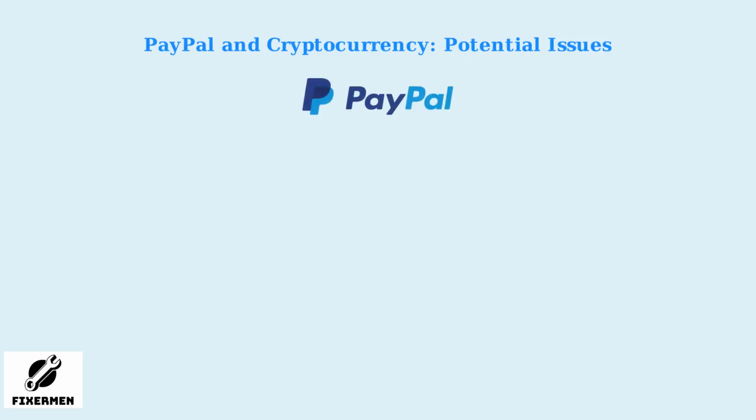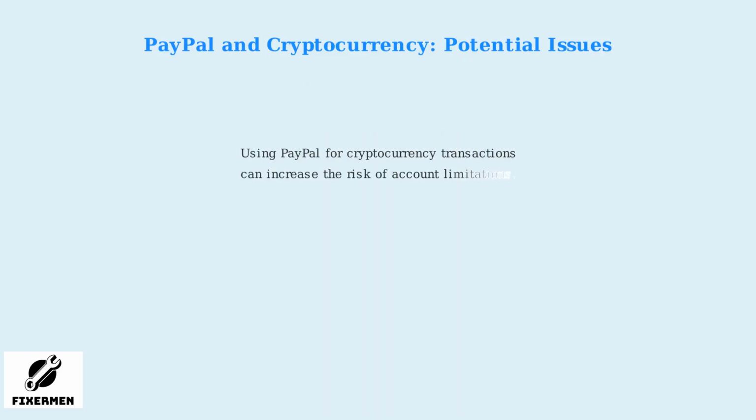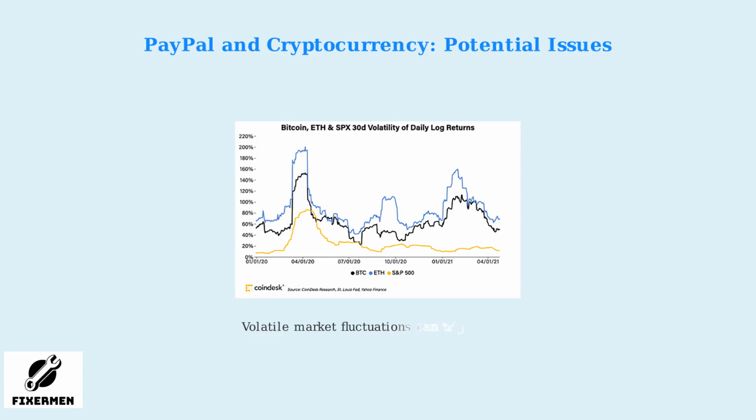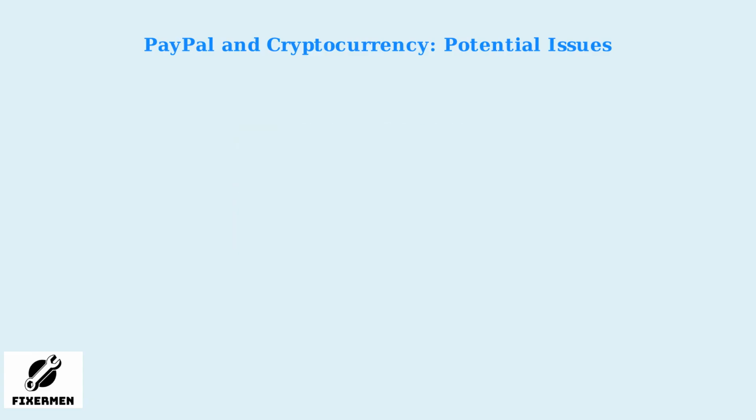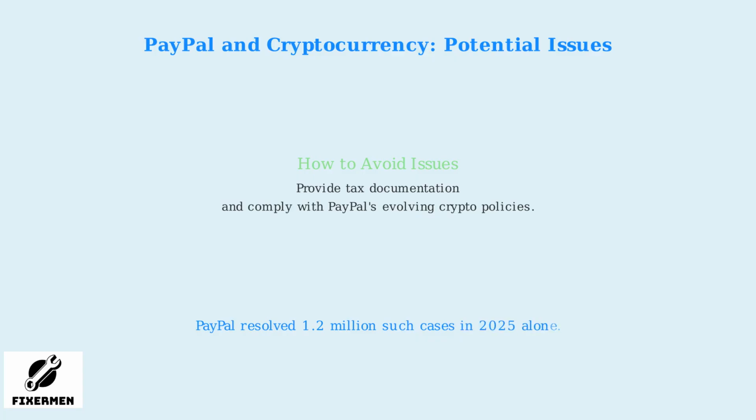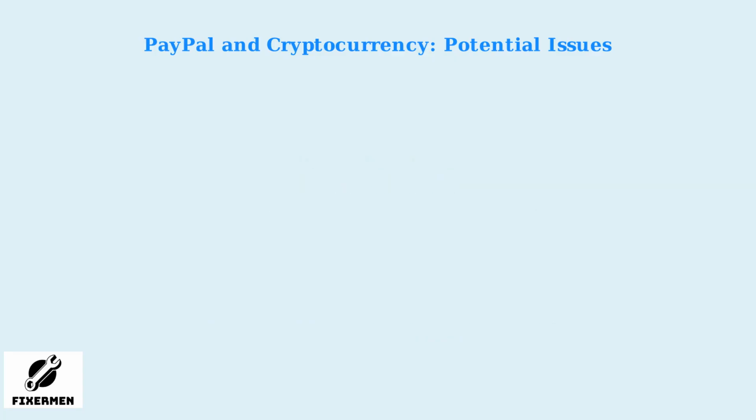Using PayPal for cryptocurrency transactions can increase the risk of account limitations. Volatile market fluctuations and regulatory uncertainties can trigger flags in PayPal's security systems. For example, the high volatility of cryptocurrencies like Bitcoin and Ethereum, as shown in this graph, can be flagged as unusual activity by PayPal's fraud detection systems. Regulatory uncertainties around cryptocurrency can also lead to limitations, as PayPal must comply with evolving financial regulations. To avoid issues, provide tax documentation and comply with PayPal's evolving crypto policies.